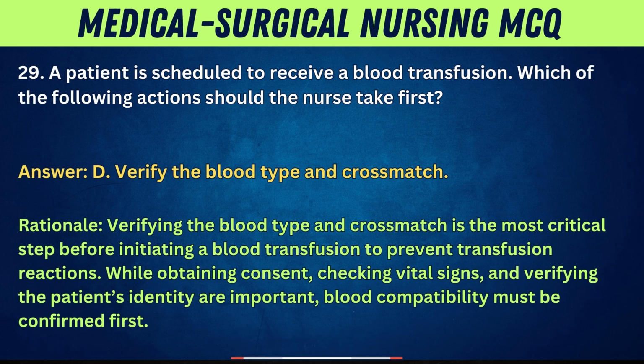Rationale: verifying the blood type and cross-match is the most critical step before initiating a blood transfusion to prevent transfusion reactions. While obtaining consent, checking vital signs, and verifying the patient's identity are important, blood compatibility must be confirmed first.